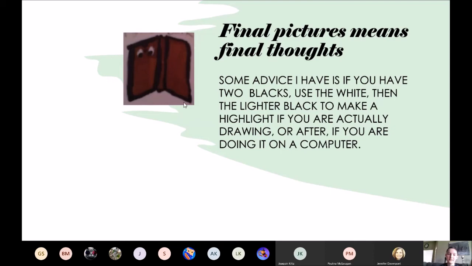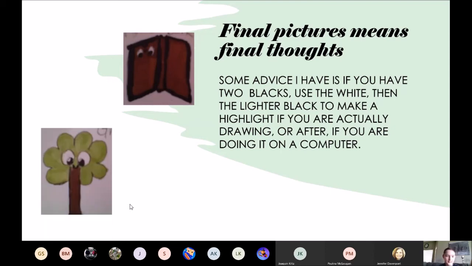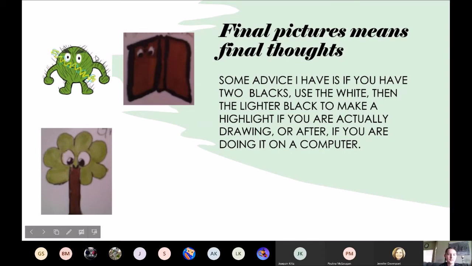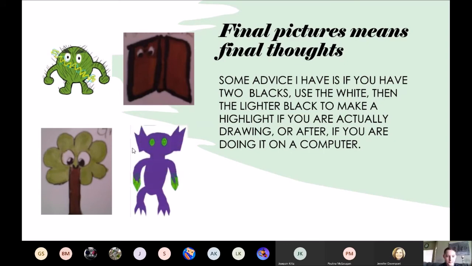Here are my final pictures. This one and this one were done on paper, and this one and this one were done on the computer.